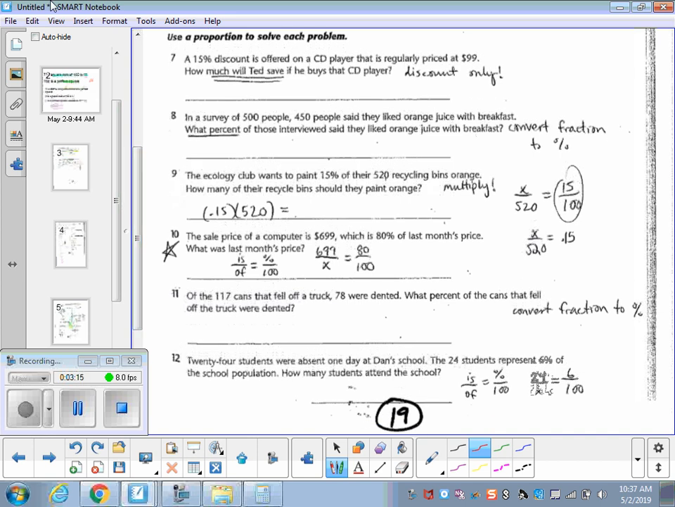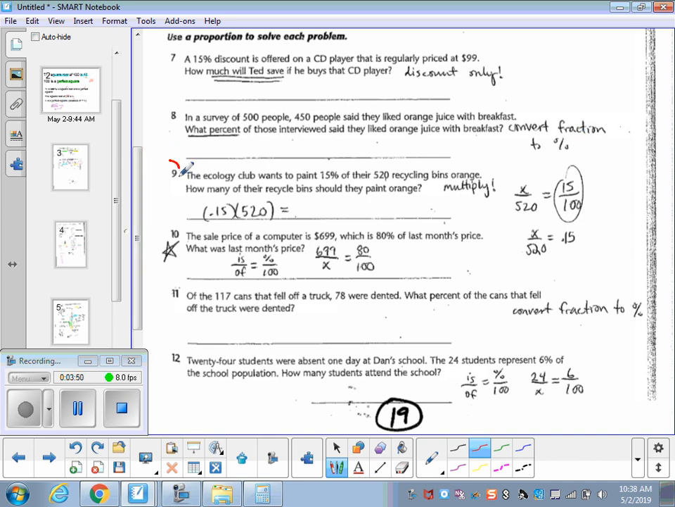Now for these problems down below, I've got some helpful hints. I'm not going to give any answers. For number 7, a 15% discount is offered on a CD player that is regularly $99, and that's it, $99. So how much will Ted save? For this problem, I just want to know what would be the discount. For number 8, in a survey of 500 people, 450 said that they liked orange juice with breakfast. We want to know what percent said that they like orange juice with breakfast. So for this problem, you're just converting a fraction to a percent.